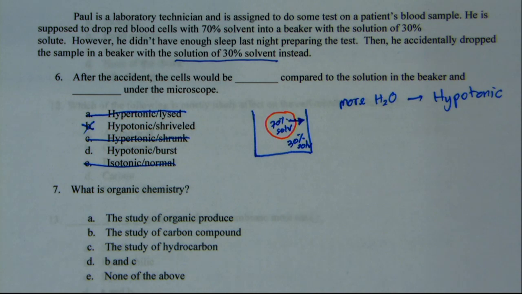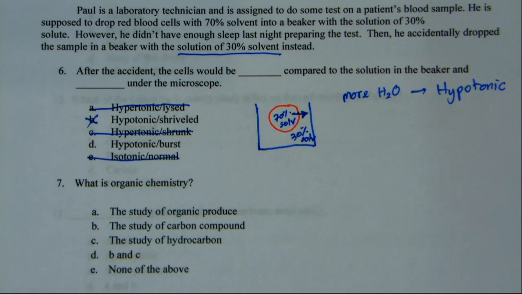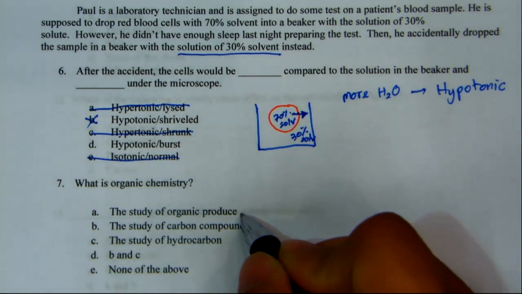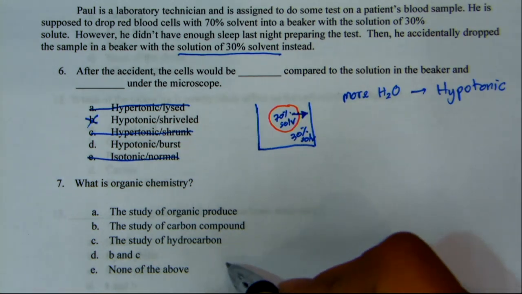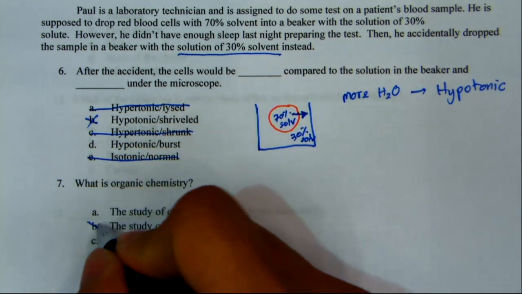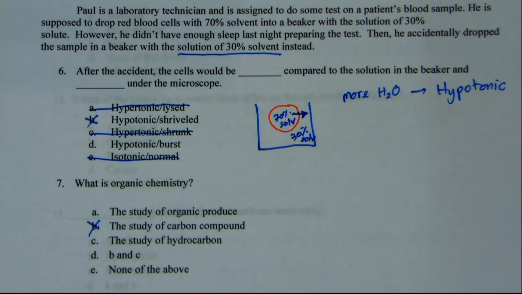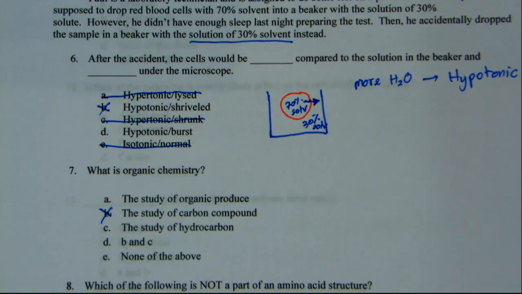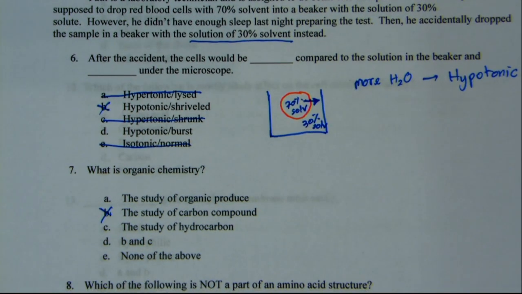So this one is more of a definite memorization, but I'll just throw it out. She might ask you something about this. What is organic chemistry? Study of organic produce? Probably not, right? So this one, I'm just going to answer real quick here because it's all memorization. You need to know that. The study of carbon compounds, okay?